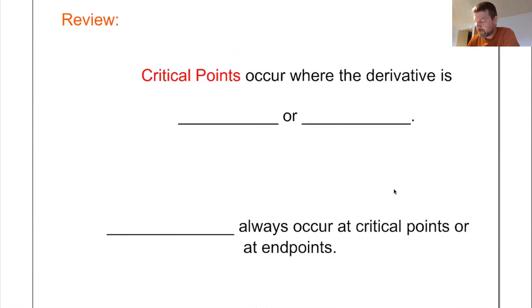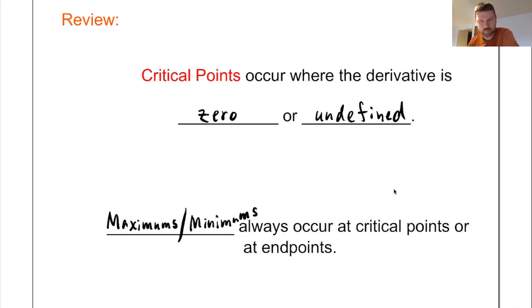All right, critical points occur in one of two places, either where the derivative is equal to 0 or where the derivative is undefined. Maximums and minimums, otherwise known as extrema, always occur at critical points or possibly at the endpoints. You could put extrema right here. I'm going to put maximums and minimums just because that's what most students are used to.